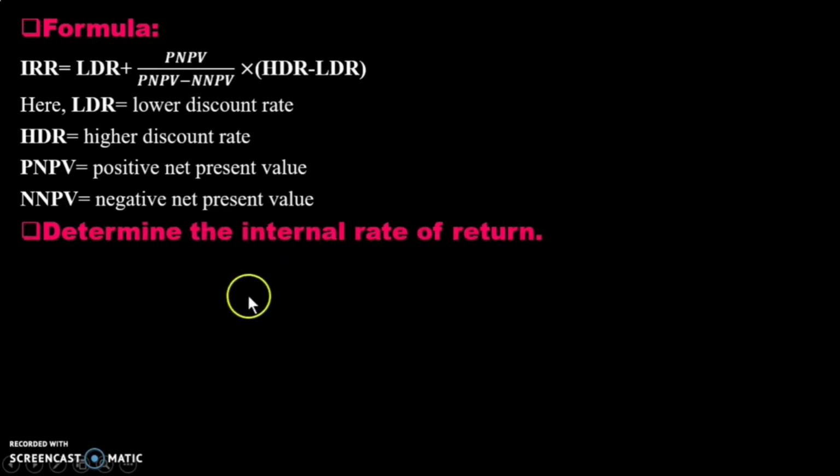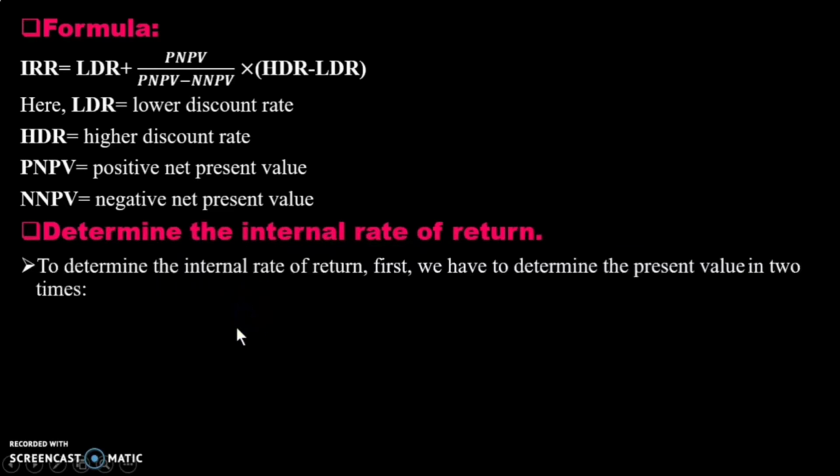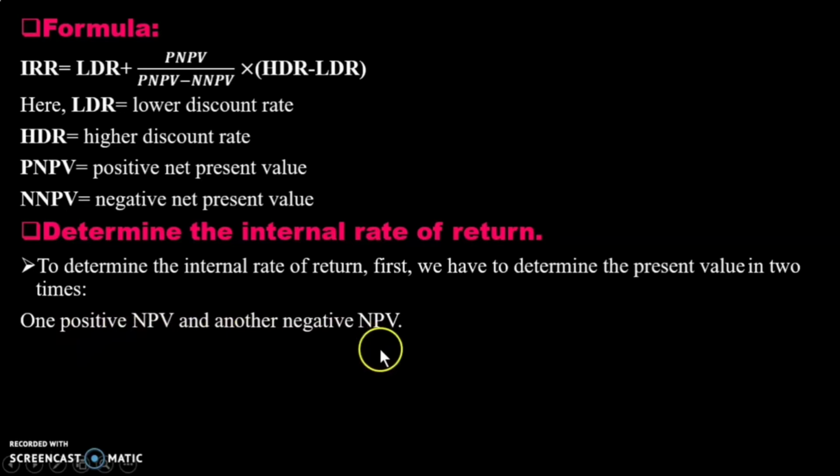Determining the internal rate of return. For determining IRR, we have to calculate NPV two times. To determine the internal rate of return, first we have to determine the present value or NPV two times, one positive NPV and another negative NPV.